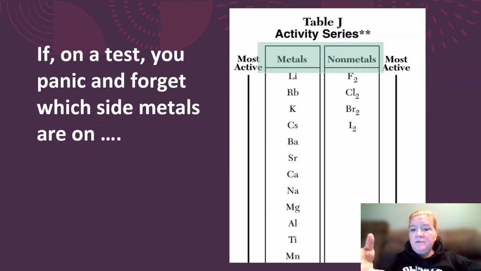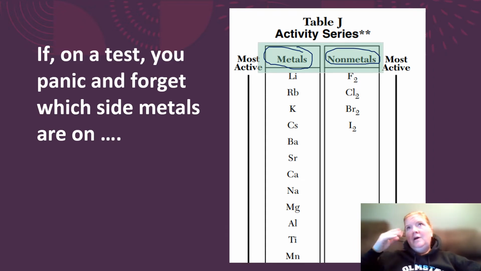Now there is a reference table which can help you if you forget. So if you panic, you're like, oh my God, what side of the table is metals, which is nonmetals? So table J literally says these are metals and these are nonmetals. And if you find them on the periodic table, you're like, oh, phew, thank goodness. Panic for a moment. Nonmetals are on the right side, metals on the left side.